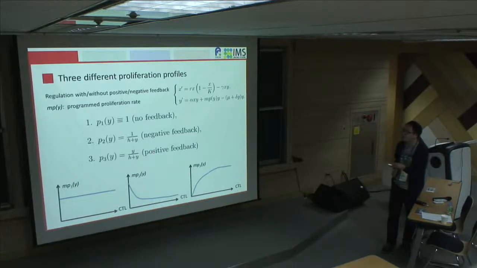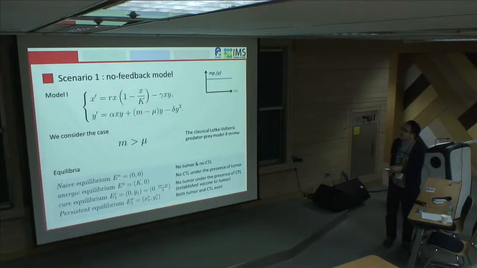On the basis of these biological considerations, I consider these three function types. First, let me explain the no feedback model here. If we assume that the inactivation rate is greater than M, the maximum proliferation rate, then here is a kind of negative death rate. So this corresponds to the classical Lotka-Volterra model. And if we assume that M can become mu, then we have in total the following four possible equilibria.